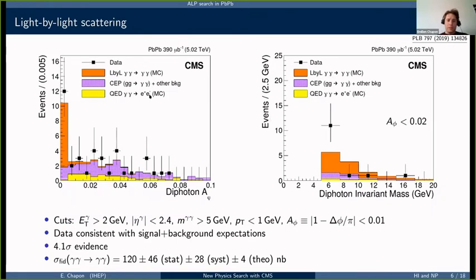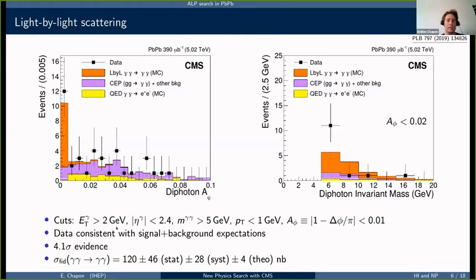So these are the data. Here is a reminder of the cuts applied in this paper by CMS. By the way, this is using 2015 lead-lead data, so this is less data than what was shown by ATLAS. The analysis of the full Run 2 data set is ongoing in CMS. The cuts are written here: photon transverse energy above 2 GeV, pseudorapidity below 2.4, diphoton mass above 5 GeV, diphoton pT below 1 GeV, and acoplanarity below 0.01.